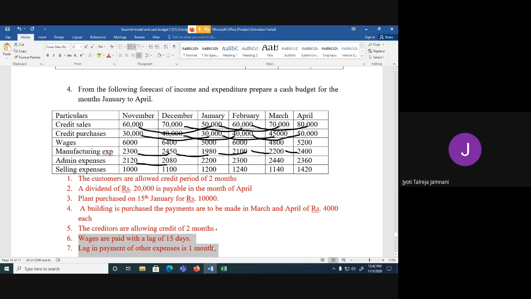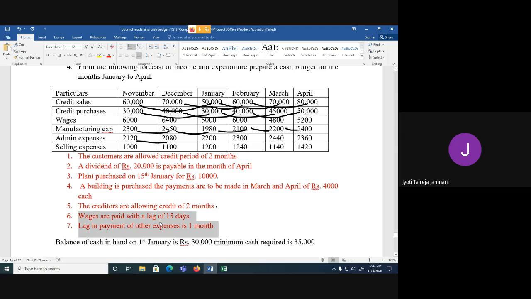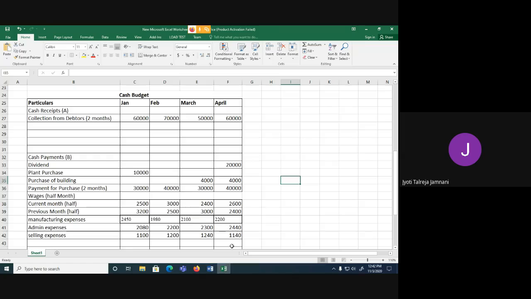Sixth point. Wages are paid with lag of 15 days. Okay. Now when I say with the lag of 15 days, it basically means first 15 days, when you work from 1st to 15th, your salary you will get on 16th of that month. Then when you work from 16th to 31st, you will get salary on 1st of the next month. That means half I'm going to receive in this month, half I'm going to receive in next month. That is what is the logic. Is that clear?